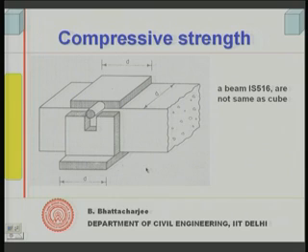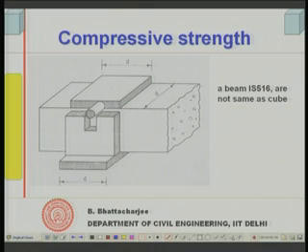A second way of testing is not to test a cube, but this is also a test suggested in IS 516. You can test a part of the beam. Now, this beam is first tested in flexure, and we will discuss this flexure test or tensile test for tensile strength later on. Once you have tested and failed it, this is the failure plane where the beam has failed under the bending test, and the remaining portion you can utilize for testing in compression.